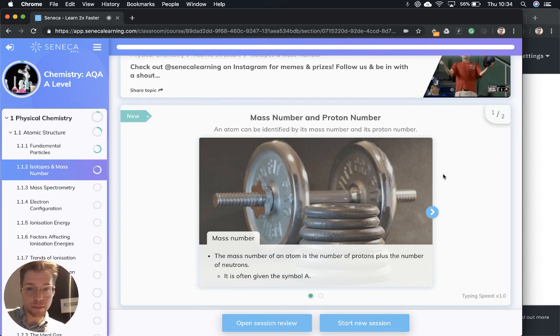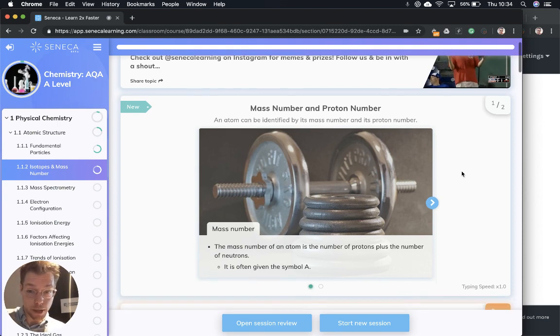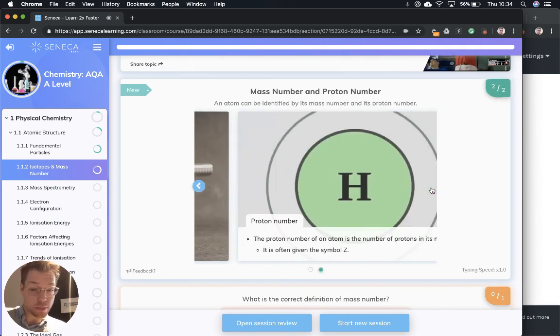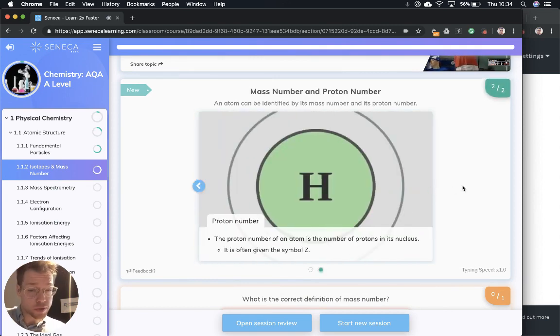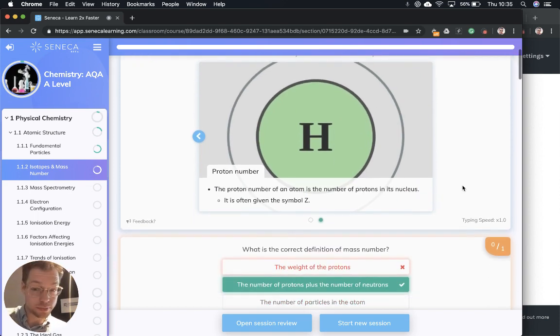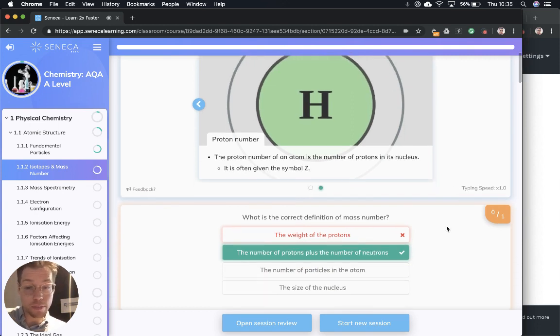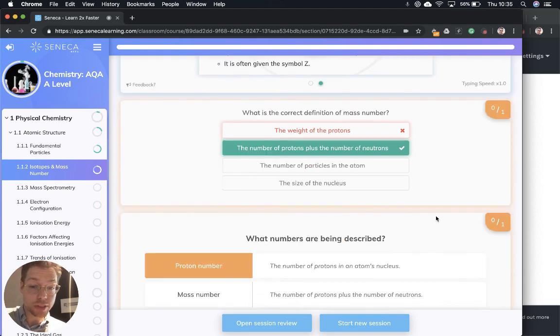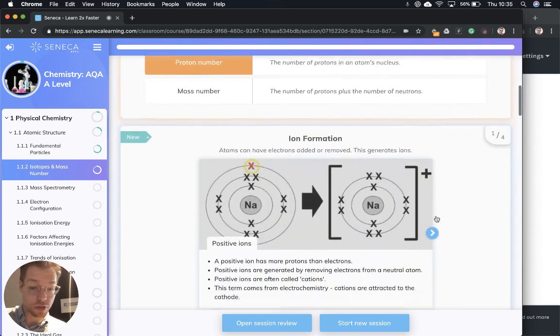So let's dive in. Mass number and proton number. Those are two key metrics that you need to be very familiar with. The mass number of an atom is the number of protons and the number of neutrons, and it's often represented by the symbol A. Now, what's the proton number? Unsurprisingly, the proton number tells you the number of protons in the nucleus of an atom, okay? And it's often given the symbol Z. So, what was the mass number? It's the number of protons plus the number of neutrons.